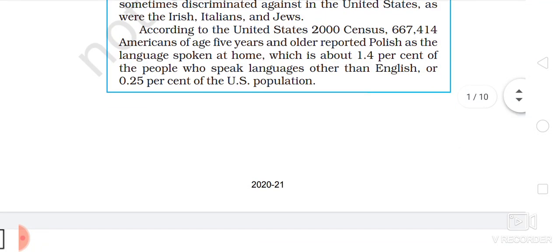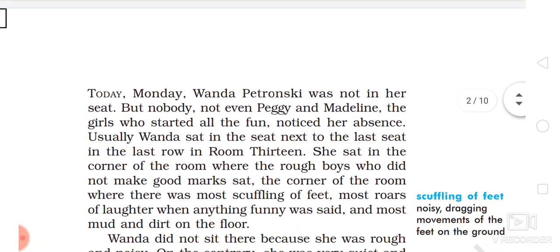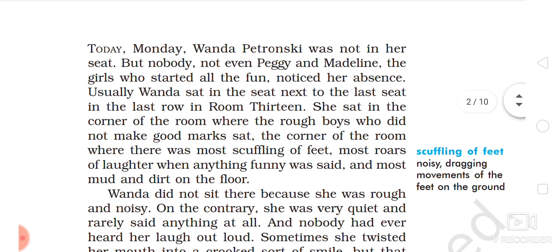So in this story, Wanda was a Polish girl. Her full name was Wanda Petronski. Her parents lived in a little American town. The children at Wanda's school were all Americans. So I hope you understand this majority and minority concept. All were Americans. Wanda was the only girl belonging to the Polish community, and the Polish community has no identity in the views of those people.